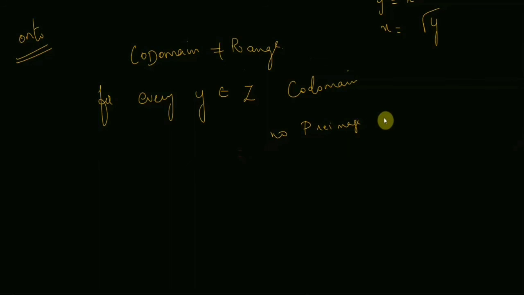For every such y in Z, there is no pre-image in the domain. Therefore, it is not onto. Therefore, it is not surjective.